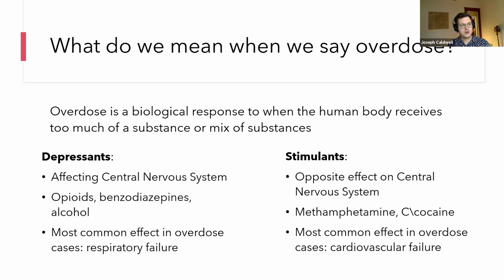And instead of the respiratory failure that we're seeing with a lot of depressant overdoses, instead of even calling it an overdose, we actually see an overamping of the blood supply. And so what we see most commonly is cardiovascular failures, cardiac arrest, heart attack, and all the symptoms that may come along with those ailments as well.